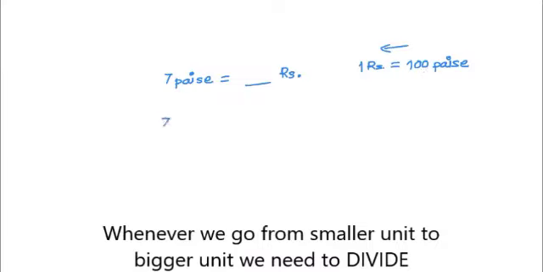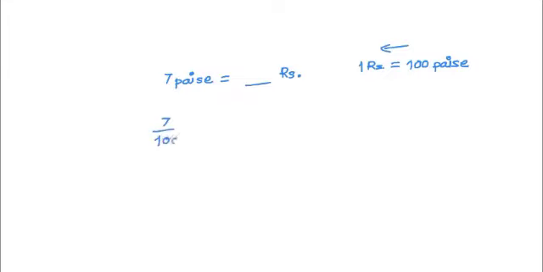So 7 upon 100. Now 7 upon 100, if I want to write in decimal number format, we write 7 as it is. And we know if there are two zeros in the denominator, I need to have two digits after the decimal point. So I have one digit and I need to have one more digit here. So to have one more digit, we can add a 0 and we'll give a decimal. So we have 0.07 rupees.